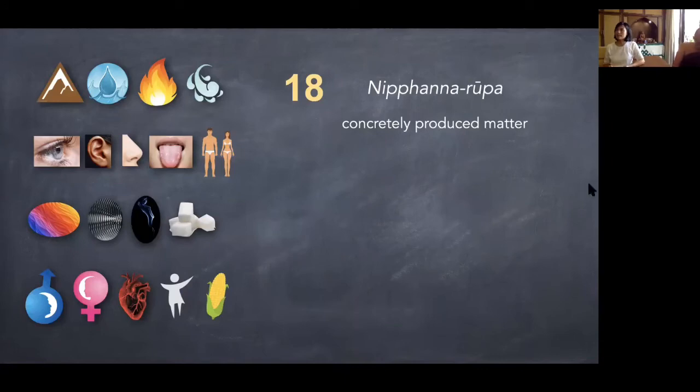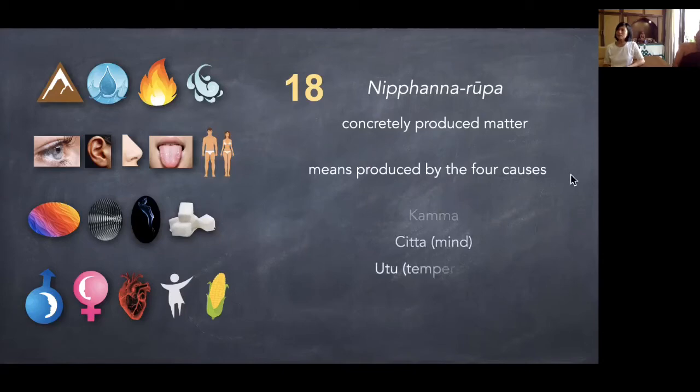And what does it mean by concretely produced matter? It means that they are produced by the four causes. Which four causes? The first one, karma. Second one, chitta. Utu, temperature. And ahara, nutriment.